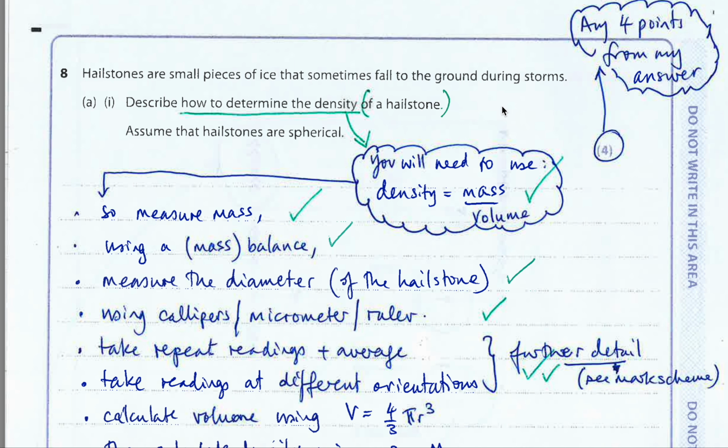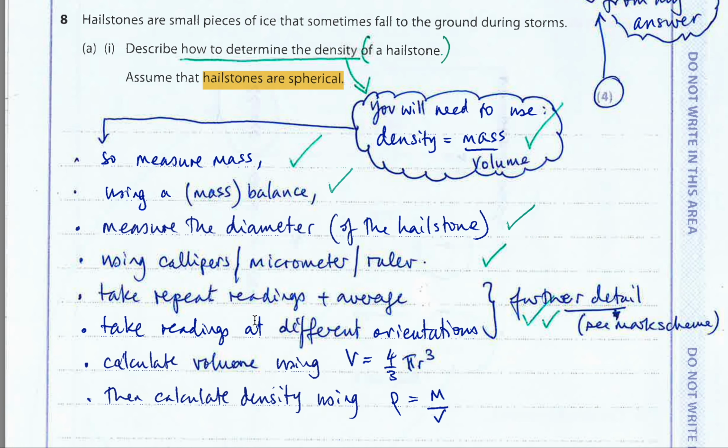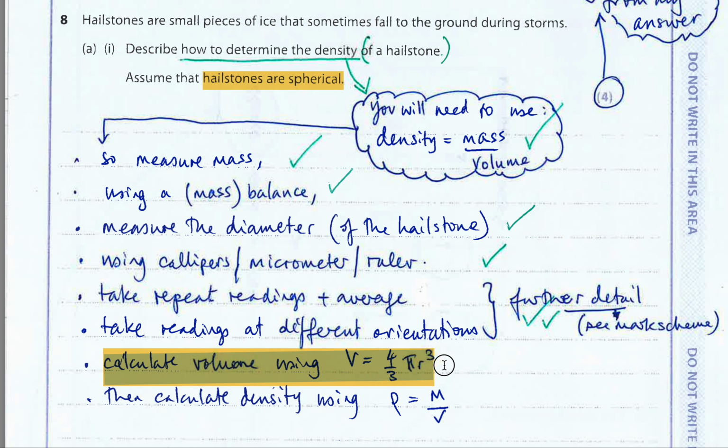And there's multiple ways of getting the 4 marks for this answer to do with clarity of communication. So once again, I'm going to highlight keywords, so hopefully you'll see it says that you have to assume that the hailstones are spherical. Okay, so if they're spherical, you need to know what the volume of a sphere is, so you would calculate the volume using V equals 4/3 pi r cubed. Okay, so first of all, you need to be able to use the density equation, which itself will give you 1 mark.